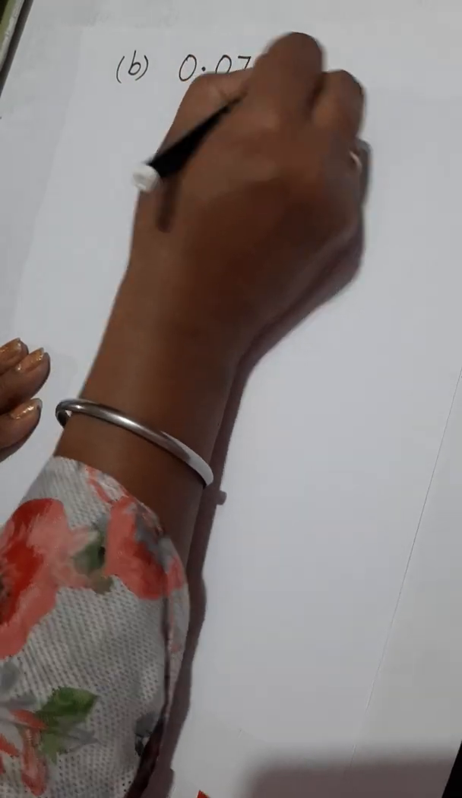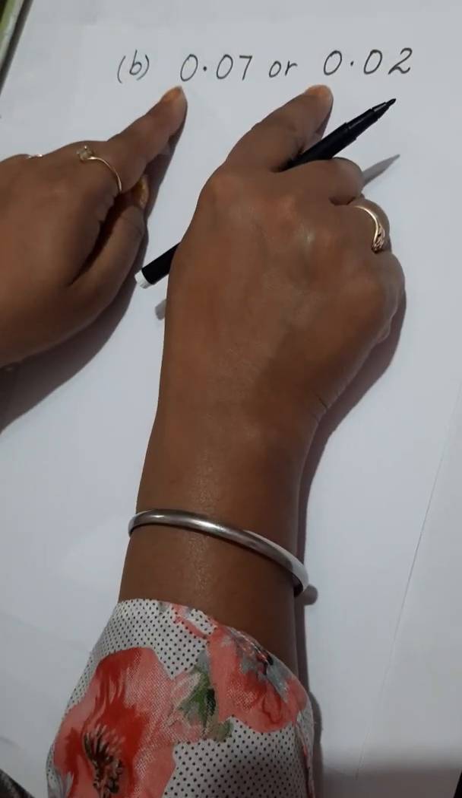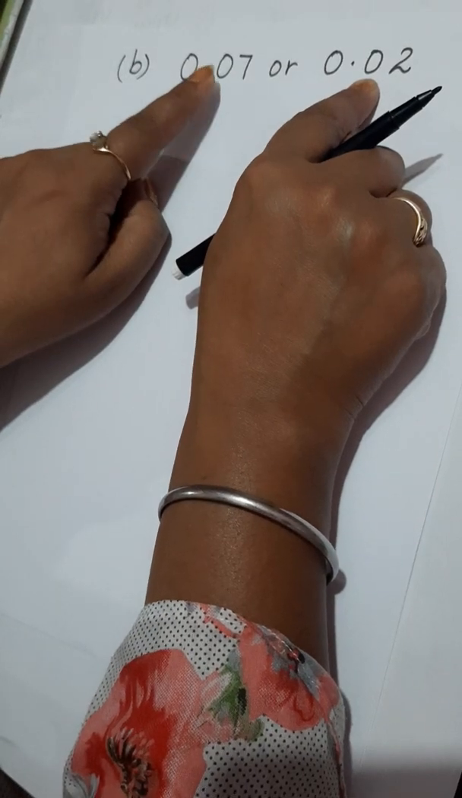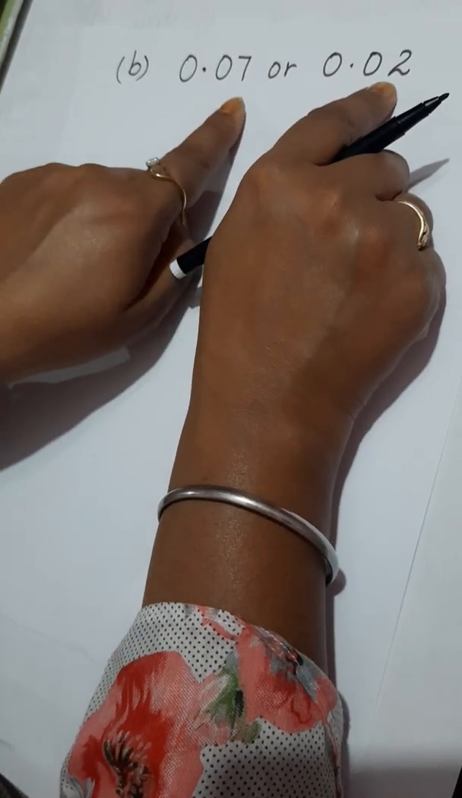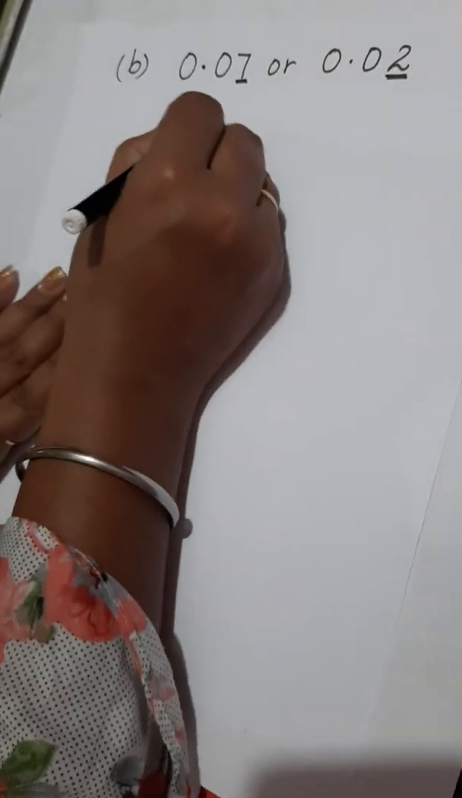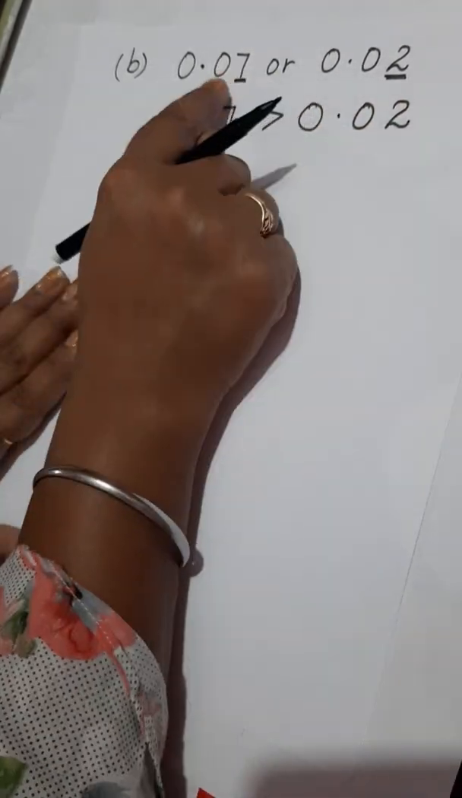Now next we have part B. B part is 0.07 or 0.02. In this case I also first compare the whole part. Whole parts are the same, 0, 0. Then compare the 10th place, again the same, 0, 0. Then compare the 100th place. Here we have 7 and here we have 2. And in this case 0.07 is greater than 0.02. So this is your answer.